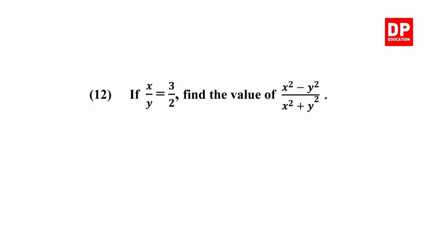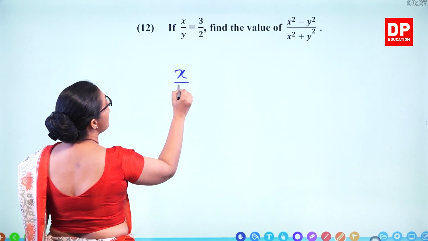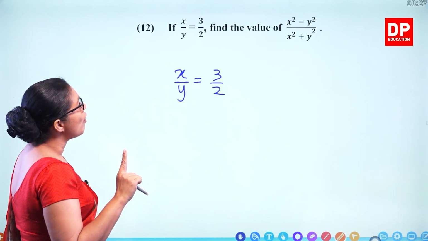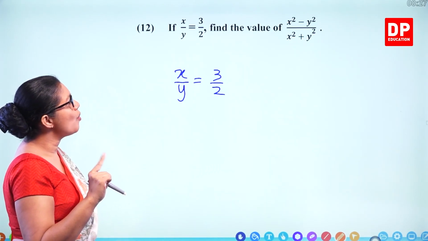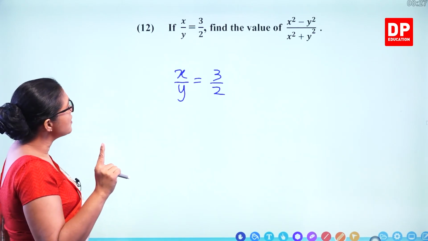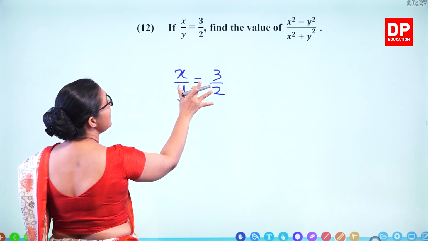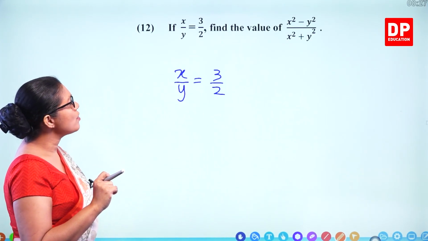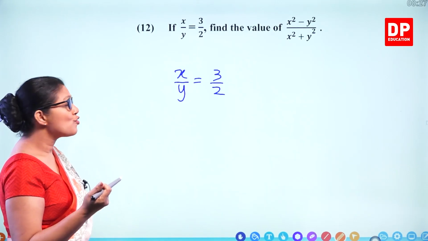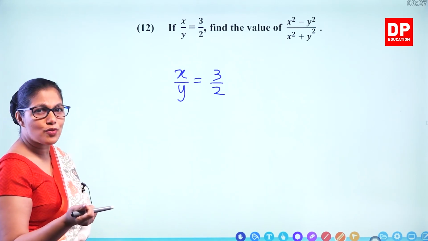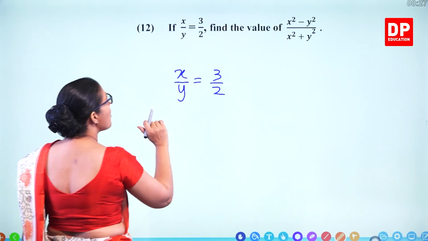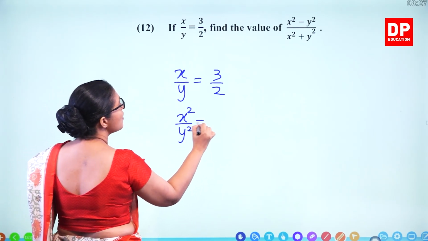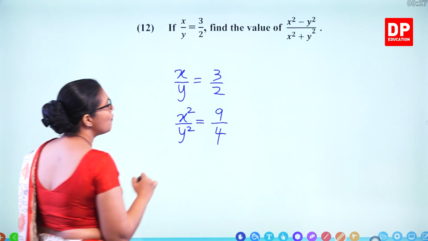Question number 12. If x over y equals 3 over 2, find the value of x squared minus y squared over x squared plus y squared. Now see, this is x and y. This is a square term. So how can we find that? We have to square it. We need x squared and y squared. So square both sides, and you get x squared over y squared equal to 9 over 4.